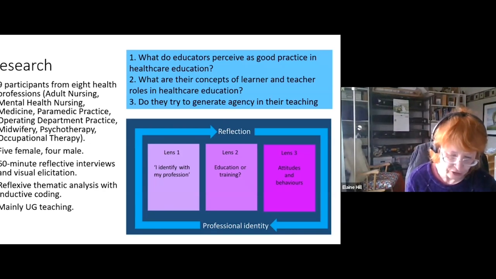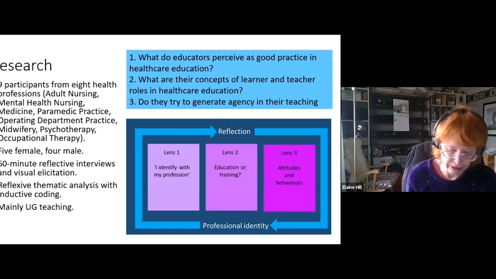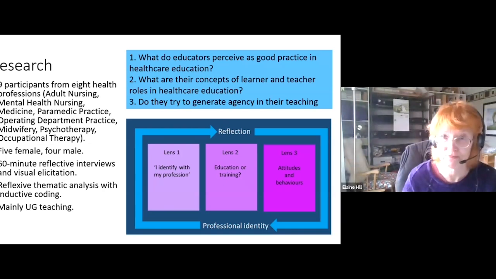The data was analysed using reflexive thematic analysis with inductive coding, and there were 3 themes that came out of that. The people I was interviewing were mainly teaching undergraduates, but some postgraduates, and experience in higher education varied between 3 and 20 plus years.